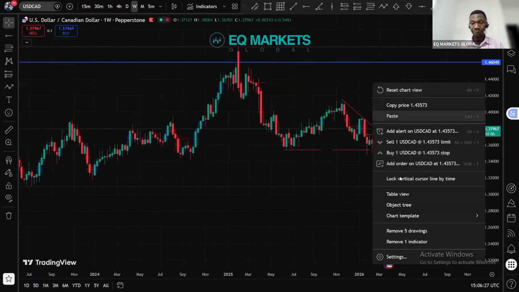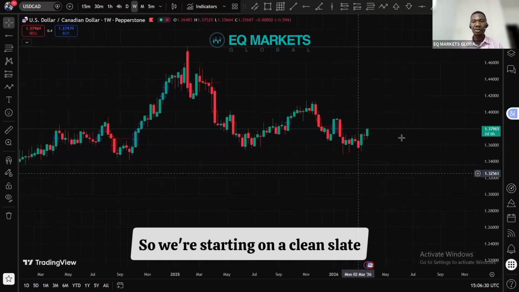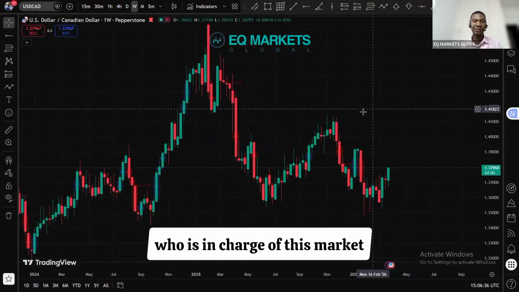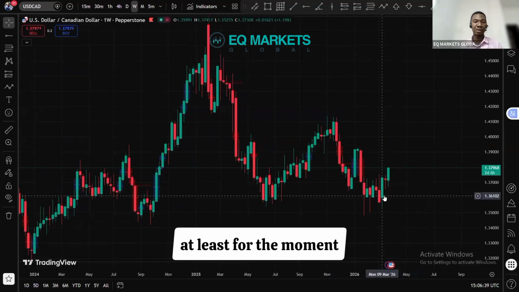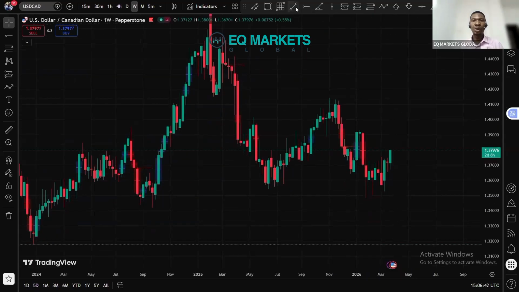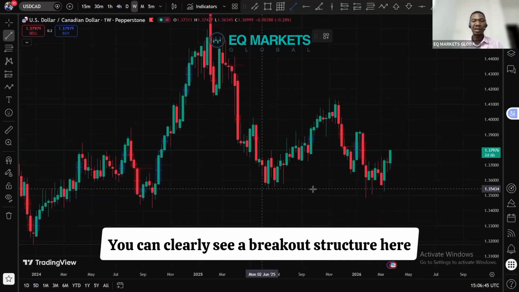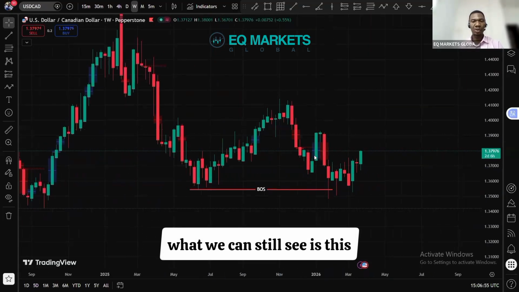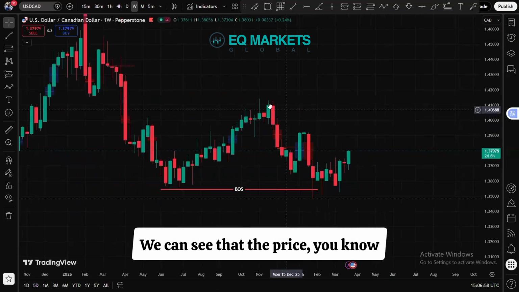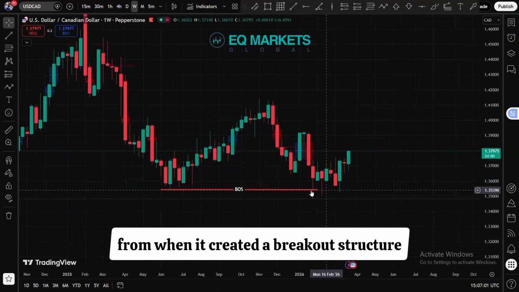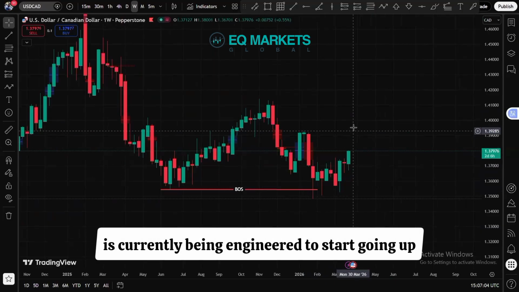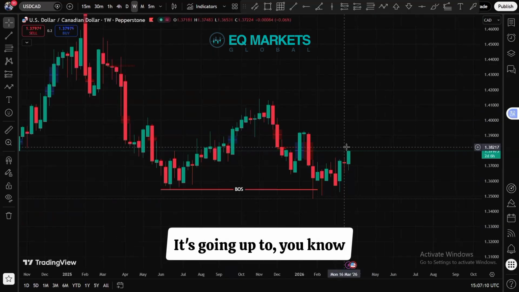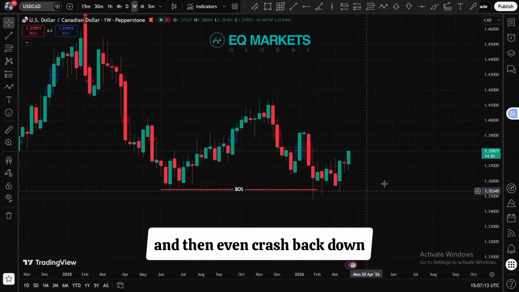So let's proceed. First of all, we're going to clear everything out, so we're starting on a clean slate. But from first glance, you can already tell who is in charge of this market. The sellers are in charge of this market, at least for the moment. So what can we find on a weekly time frame? You can clearly see a breakout structure here. And from the breakout structure, we can see that the price is currently being engineered to start going up. Okay. So why is it going up? It's going up to take out some levels and then even crash back down.